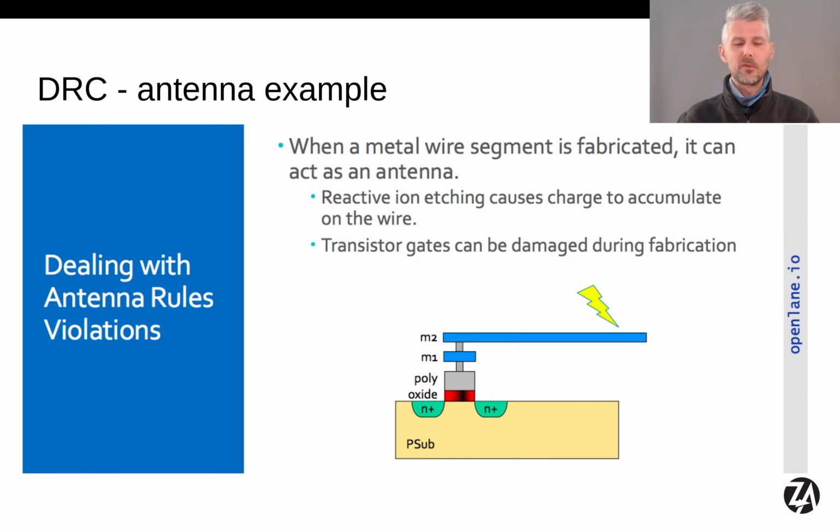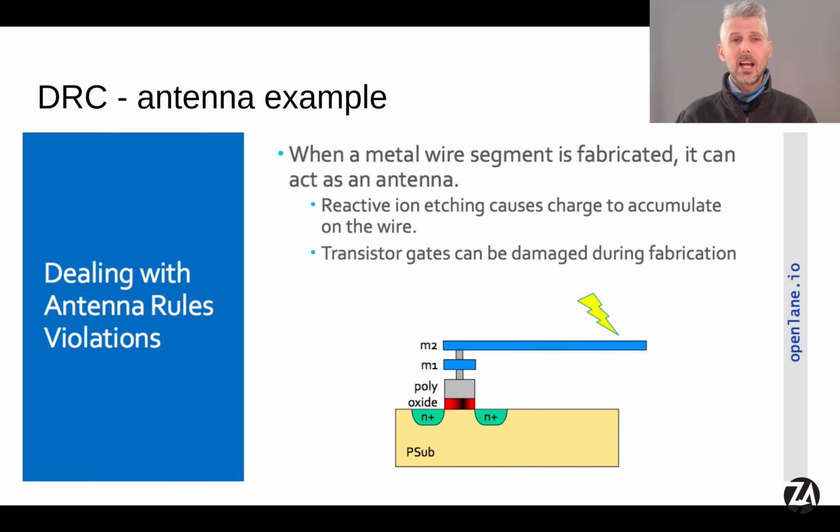And then you have to fix that by either making the line shorter or adding a protection diode that can dissipate that electrostatic buildup of charge on those antennas and dissipate it into the substrate before it can damage the gate.